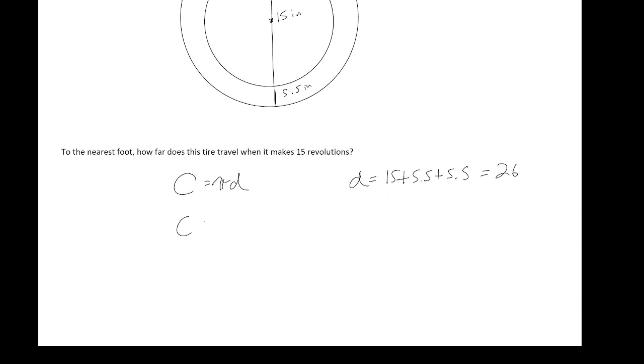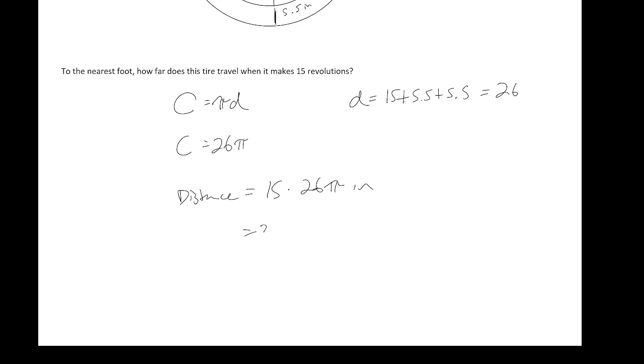So your circumference is 26 pi. We always put pi on the end. Okay. And then the total distance is going to be the total revolutions. The entire time you're going to go one time around, and it's going to do that 15 times, in this case times 26 pi inches. So it travels 390 pi inches. Okay? Which is not what the question is.